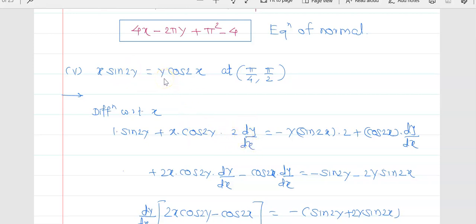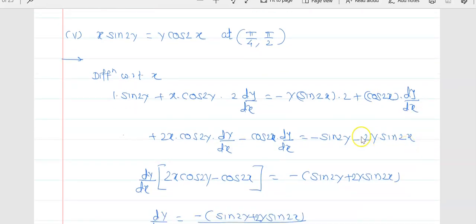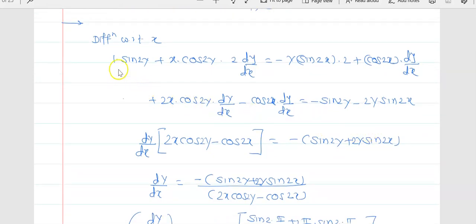Now next is the product rule for the y cos 2x. Now the derivative of cos 2x is minus sine of 2x into derivative of 2x, which is 2. That is minus y sine of 2x into 2. And next is the derivative of y, which is cos of 2x into dy by dx. Collect the terms of the dy by dx, that is 2x cos of 2y into dy by dx. Next is minus cos 2x into dy by dx, and the remaining terms are minus y sine 2x and minus sine of 2y.